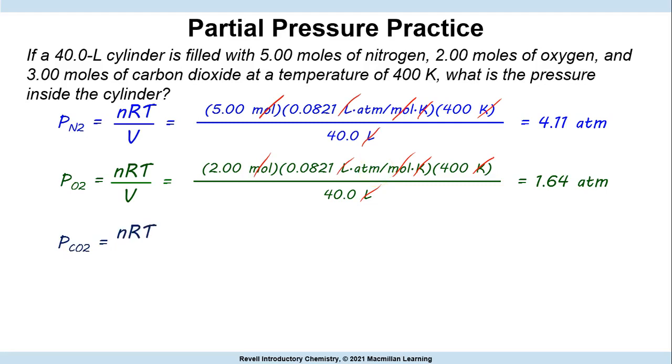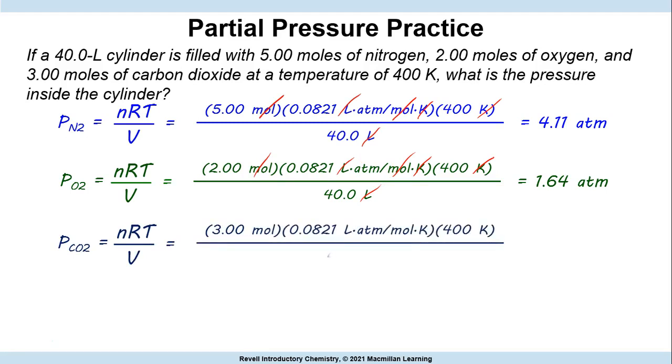Now we can also look at the partial pressure of nitrogen. Same thing for carbon dioxide. Sorry. So for carbon dioxide, we have 3 moles. So we substitute, and that is the same thing. Moles cancels with mole. Liters cancels with liters. Kelvin cancels with Kelvin, and we're left with atmosphere. So that gives us a value of 2.46 atmosphere.